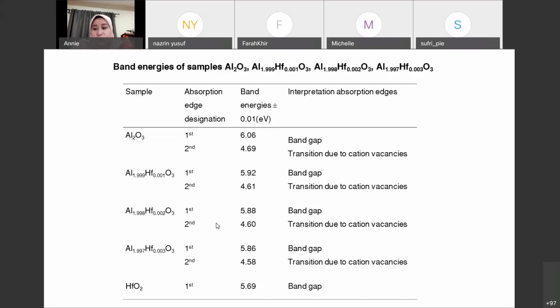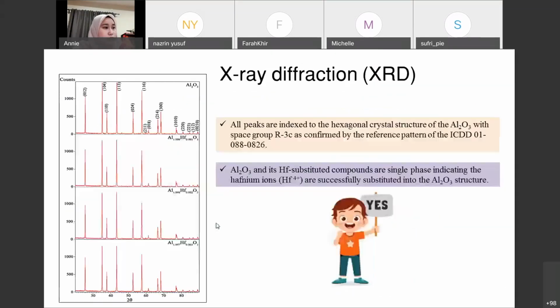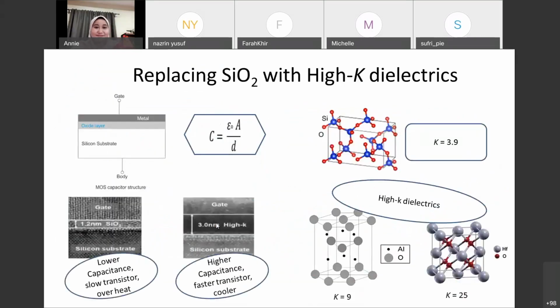So from the accumulated value of capacitance, I will directly calculate the dielectric value for my oxide layer by using a simple equation. I hope Dr. Misbah is still here. He's very interested in the K value. I try to open the discussion. Okay.